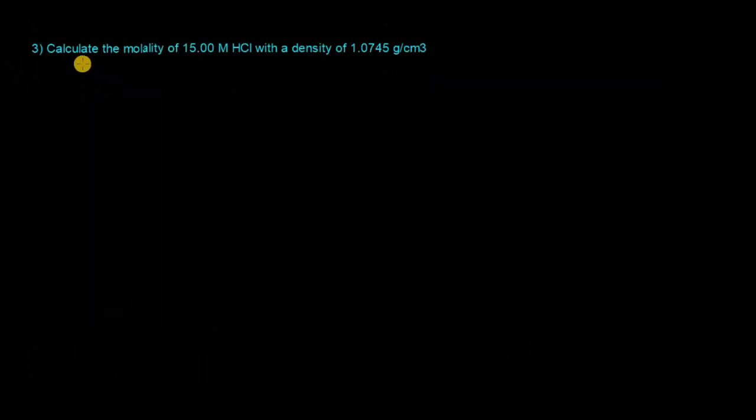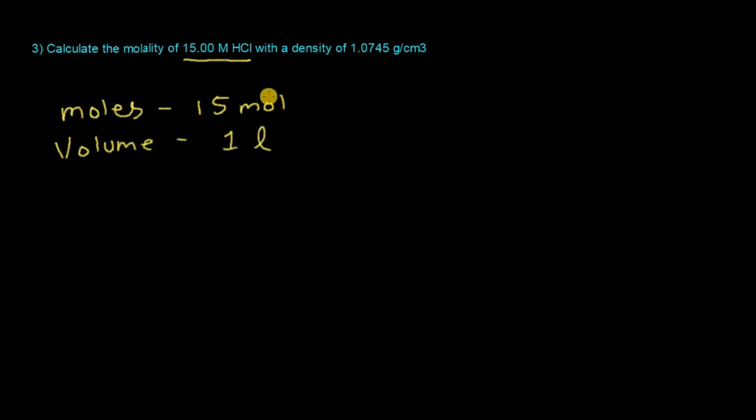Let us take a last question. Calculate the molality of 15 molar hydrochloric acid solution with a density of 1.0745 grams per centimeter cube. So they have given us the molarity of the solution, and what molarity means is the number of moles per liter. So there are 15 moles of hydrochloric acid in 1 liter of solution. So let us begin. Now number of moles of the solute is 15 moles. Volume of the solution is equal to 1 liter.